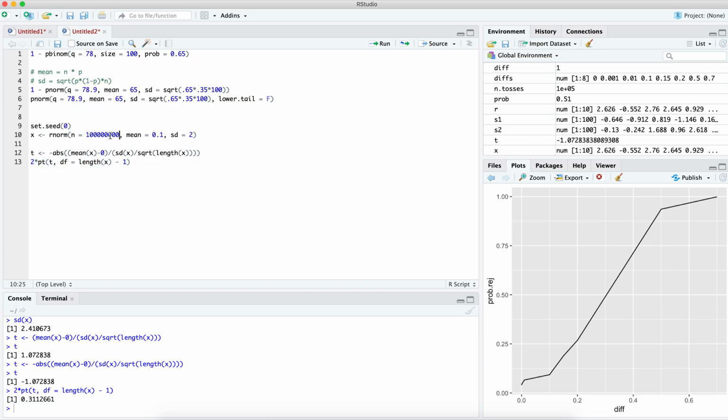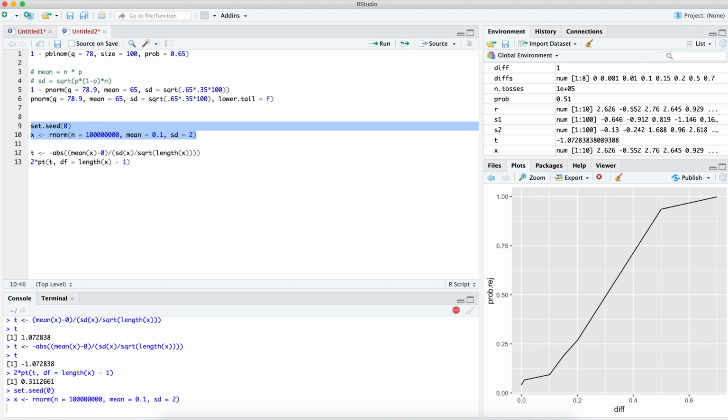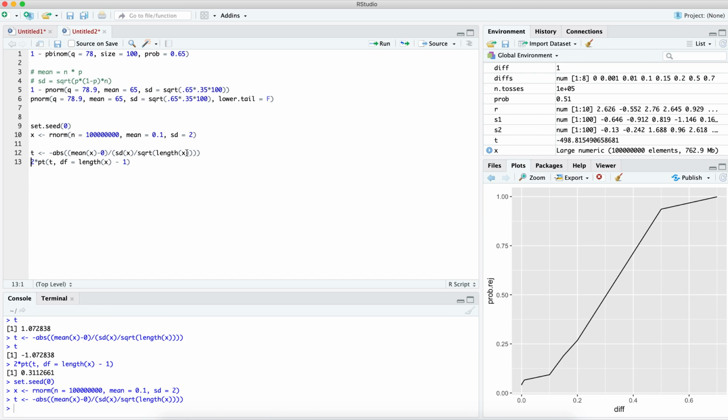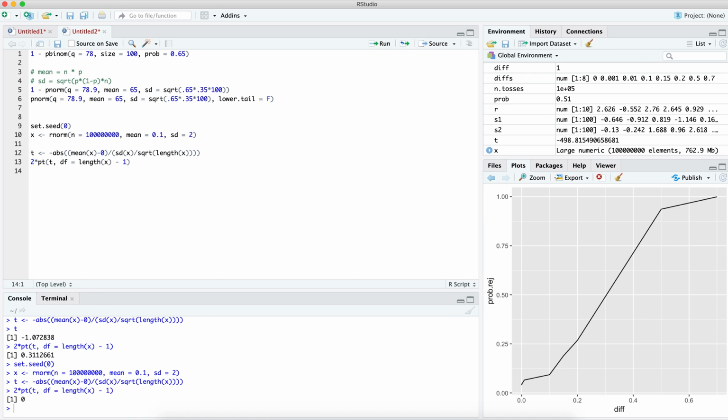So now let's try it for a really large number. What we expect is that if the number is really large, then even a small difference would really show up, right? It's so large that we actually have to wait a bit to get it, but now there it is. And now we can do, again, 2 times pt, and it's just 0, right? So 0 means we definitely reject the hypothesis that the mean is 0. And that's just because we have more tosses. Well, not tosses, but observations.